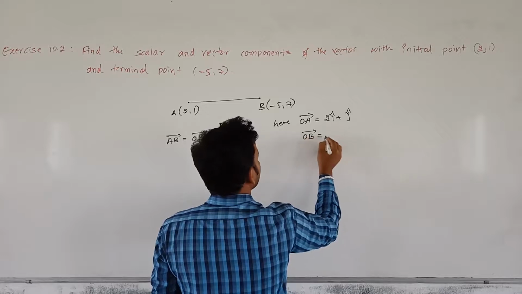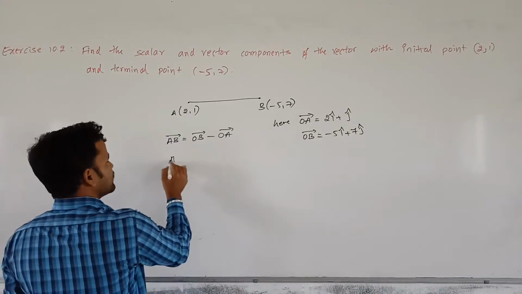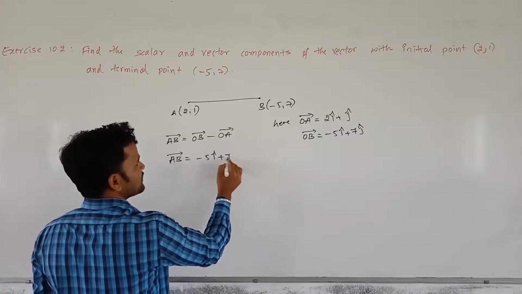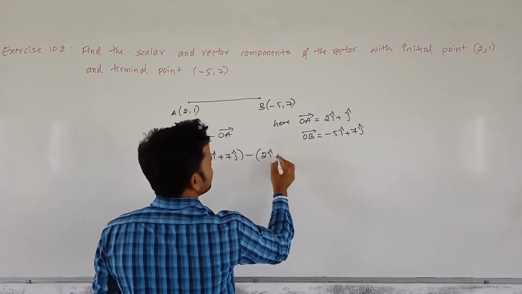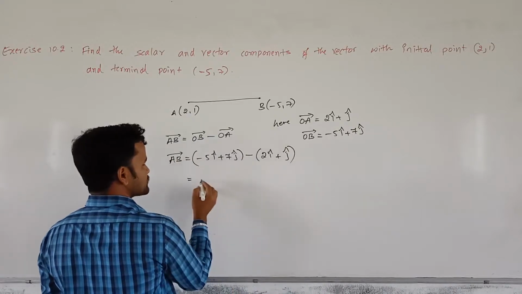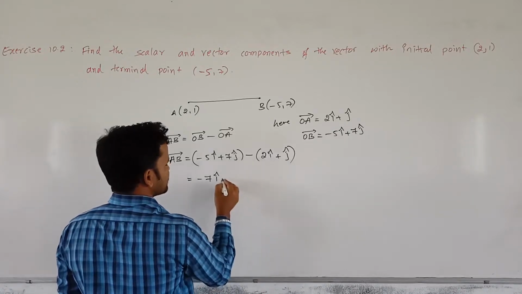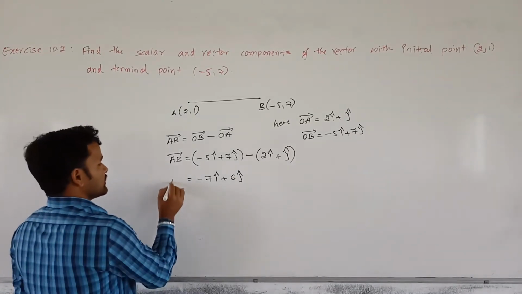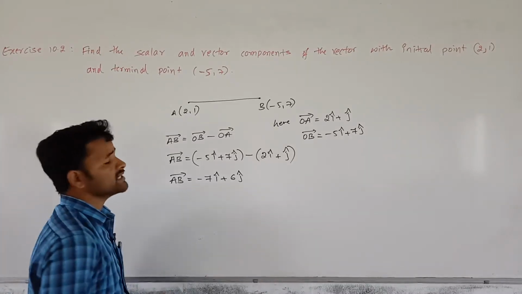What about the vector OB? Vector OB is minus 5i plus 7j. Now vector AB is equal to OB minus OA, that is minus 5i plus 7j minus of 2i plus j. We will subtract: minus 5i minus 2i is minus 7i, and 7j minus j is 6j. I found the vector joining the given points 2, 1 and minus 5, 7.